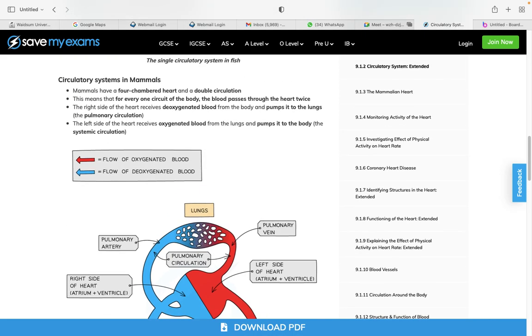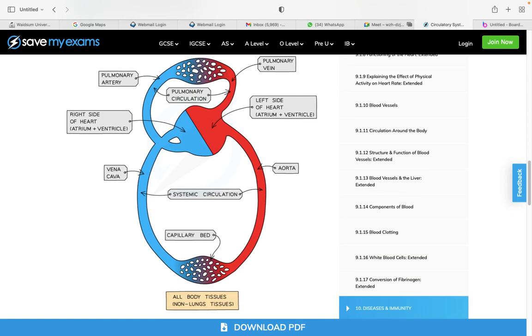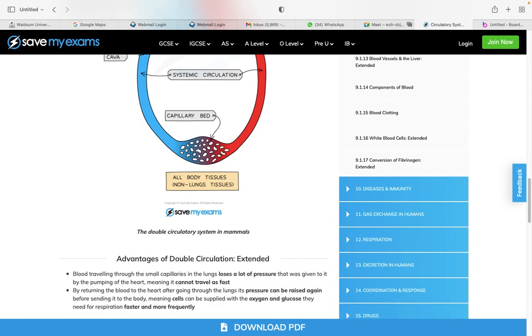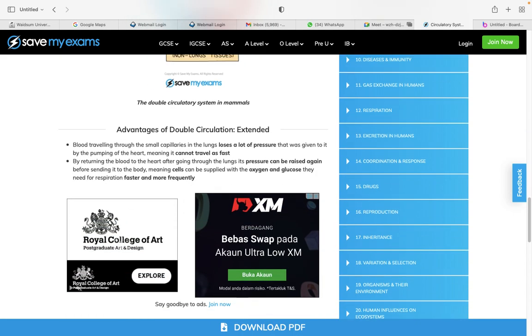Now let's take a look at another point that makes double circulation outclass the single circulation. The second point to note is, by returning the blood to the heart after going through the lungs, its pressure can be raised again before sending it to the body. I've already explained this, so I've explained both advantages. Is that okay? So let's go to the next section.